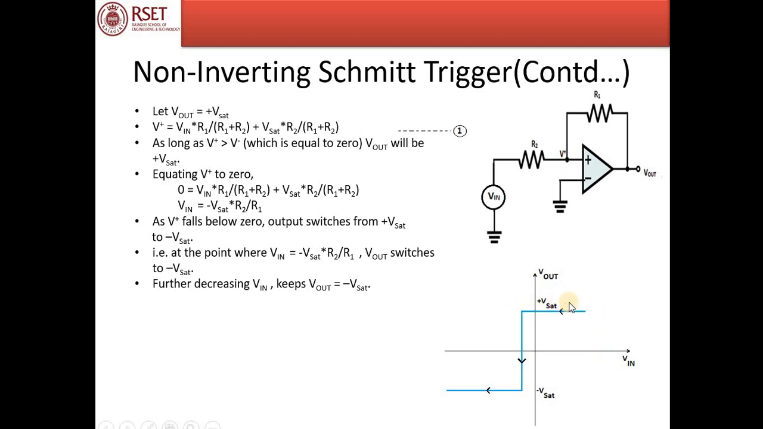So how did we get this curve? We initially assumed that the output is plus Vsat. This is the equation for V plus then. The output will switch to minus Vsat only when V plus falls below 0. We equated this equation to 0 to find out the point. And we got that the point is minus Vsat into R2 by R1. This is the point where the output switches to minus Vsat because V plus drops to 0. And on further decreasing V input, the output remains at minus Vsat. So this is the output.